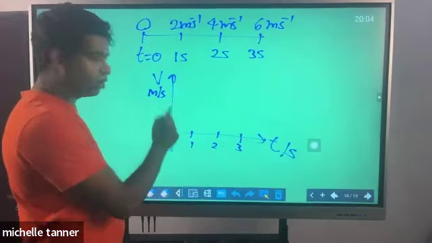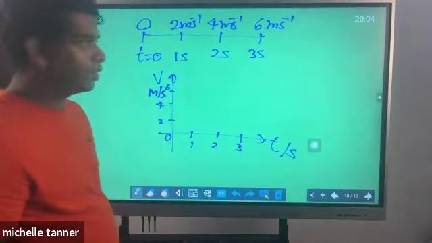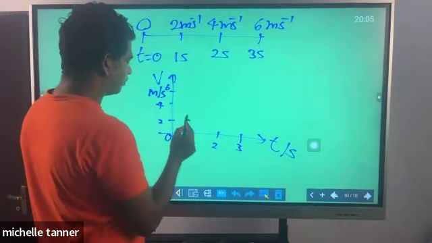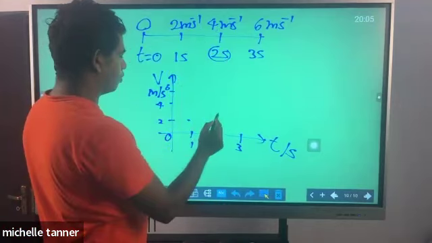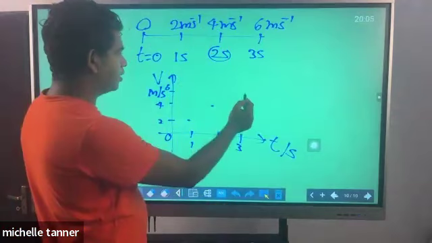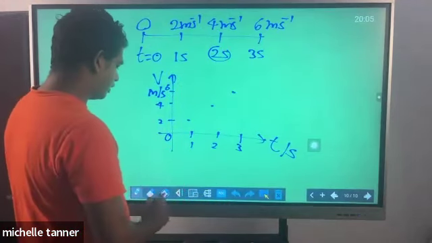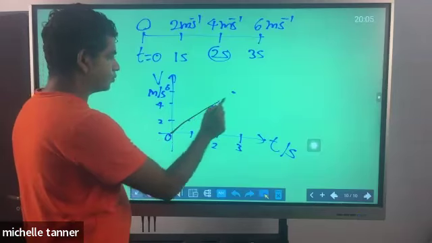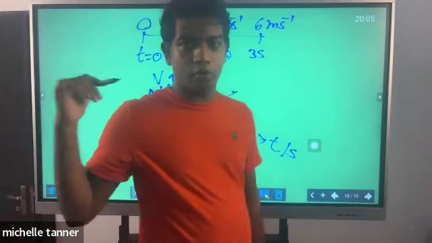2, 4, 6. Then during 1 second, velocity 2. Mark the value. During the second second, velocity 4. During the third second, velocity 6. And you can plot the graph. Draw the line, the best fit line. This is the line, a straight line passing through the origin.